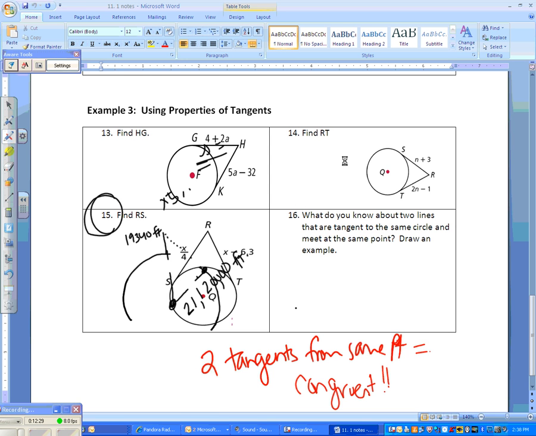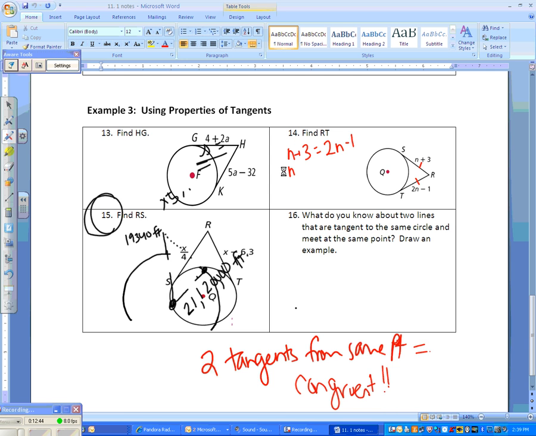And that's hard to read. Okay, so the last thing I want you guys to do, I'm sorry I can't delete that, but RS is going to be congruent to RT. So all you have to do to find the length of RT is you first set them equal to each other, and then you do your basic algebra.